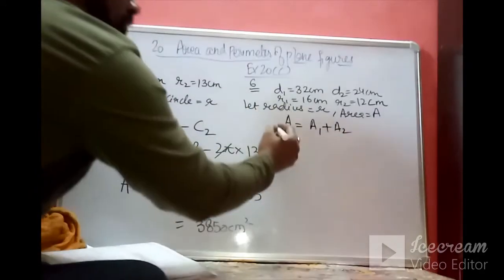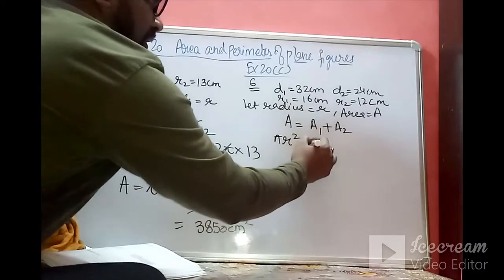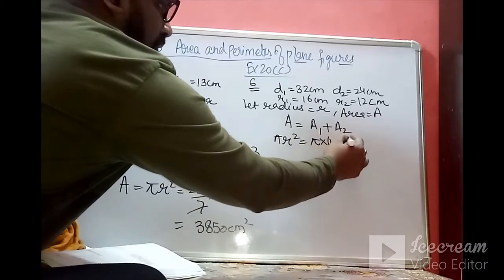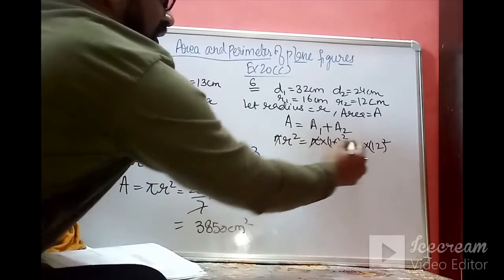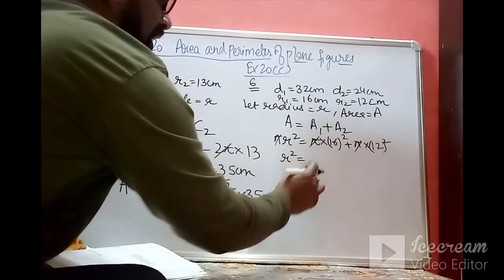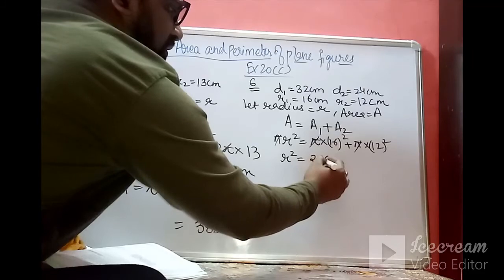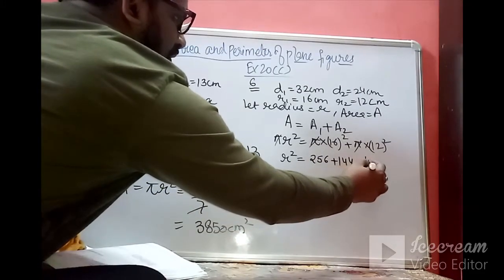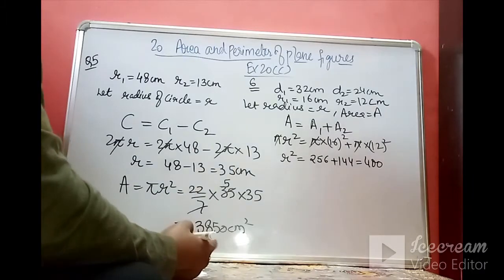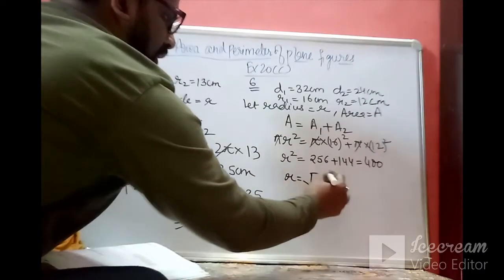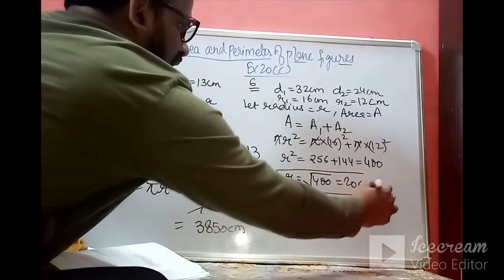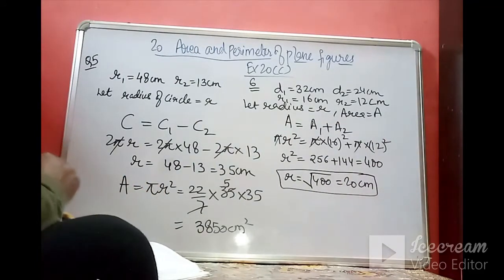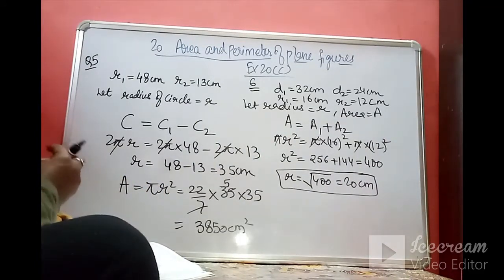Okay, so let's put the values. Pi r square, pi into 16 square plus pi into 12 square, and we can see here that all the pi's will cancel. So we are left with 16 square, that is 256, plus 144, that will give us 400. So what will be my radius? Radius will be under root of 400, that you already knew, it will be 20 centimeter. So again we have formed our elementary equation according to the given condition, and from that we are able to find the value of the radius of the circle.